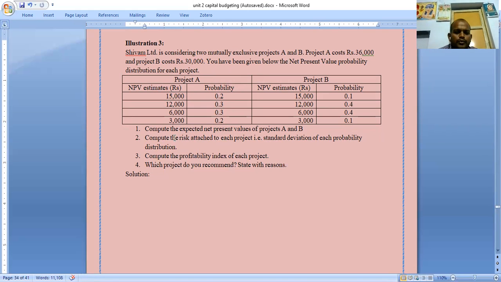Second one, compute the risk attached to each project, that is standard deviation of each probability distribution. So first of all we have to calculate the variance, and then it is very easy to calculate the standard deviation. Root of variance is the standard deviation. Third one, compute the profitability index. So profitability index, PV of inflows by PV of outflows. So this one is the special when compared to the illustration 2. Which project do you recommend? State with reasons.